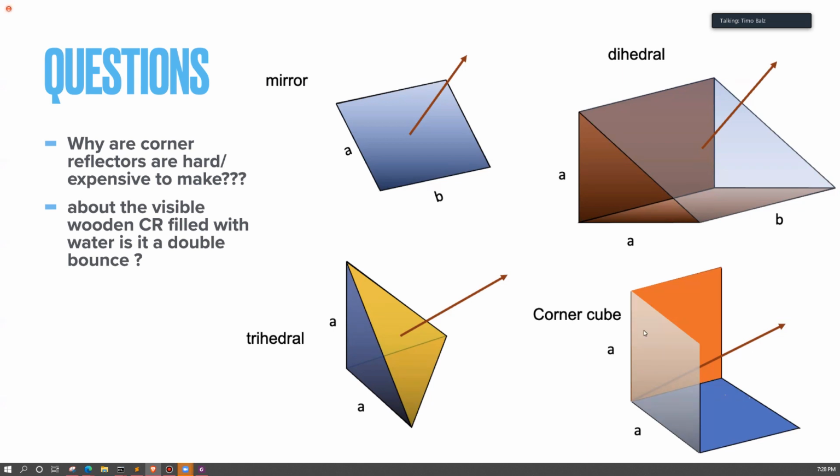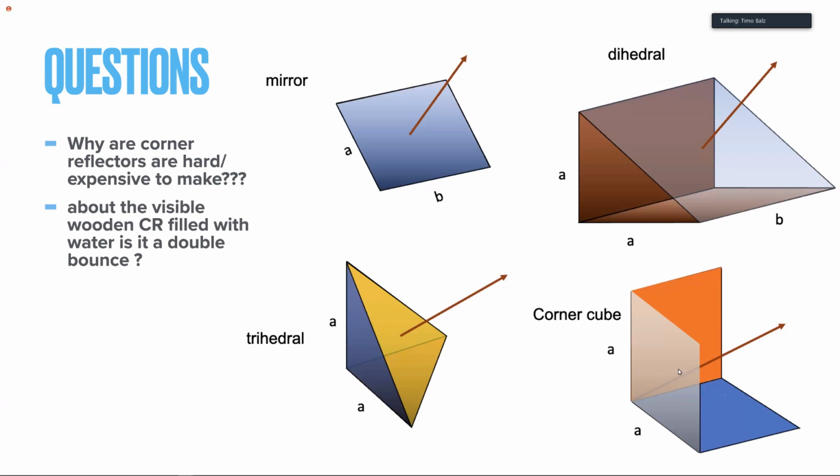Also a corner cube, where you put three plates together, is not difficult. It's also not very expensive. You could basically use very cheap scrap metal to do that.